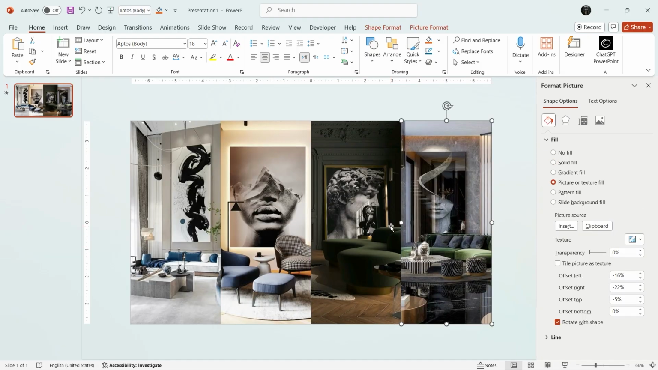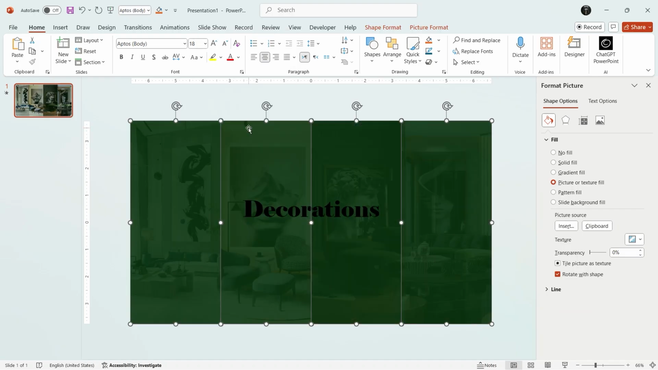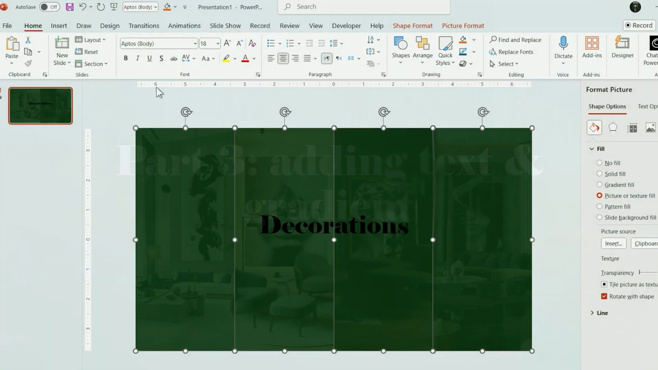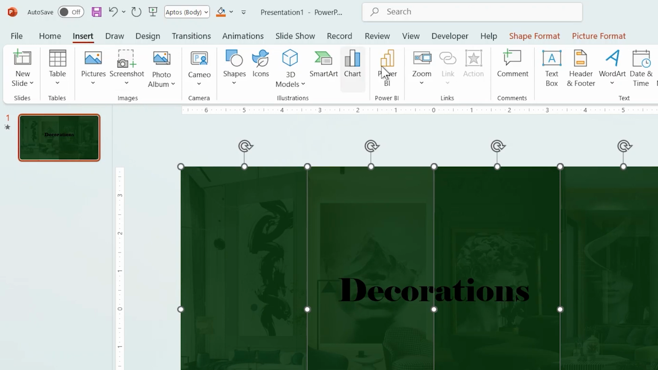Once all images are placed, select them together, right-click and choose Send to Back. And now you can see the text layer. With images in place, it's time to design text blocks. Part 3. Design advanced text blocks. Go to Insert tab, Text box, and add your text container.